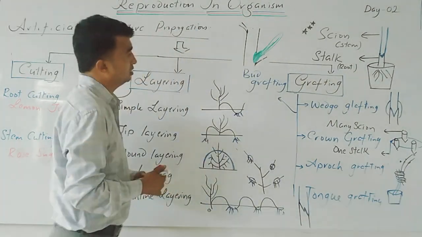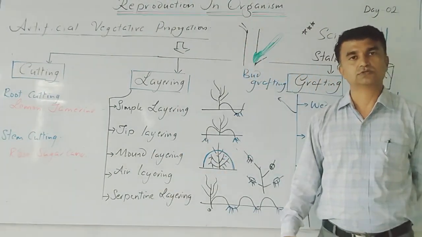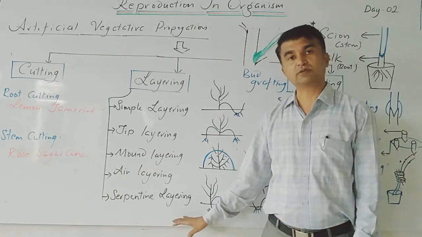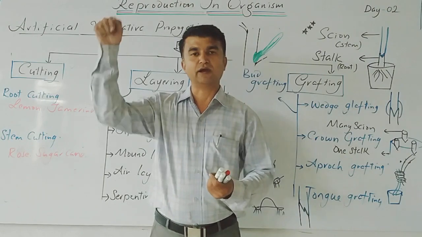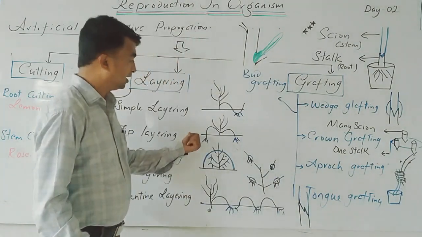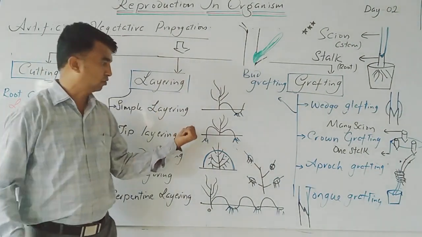So like this, many techniques are used in the horticulture department. Two different varieties are merged, and they try to produce a new variety. So cutting means any part of the plant is cut and inserted, and that plant is grown. In layering, multiple copies are made from one superior plant.